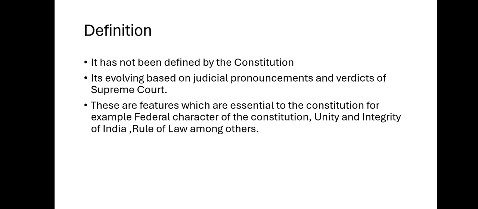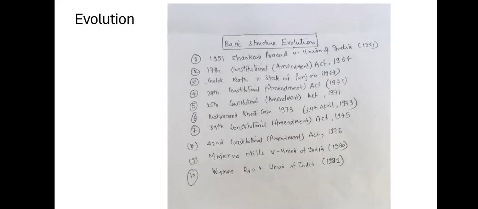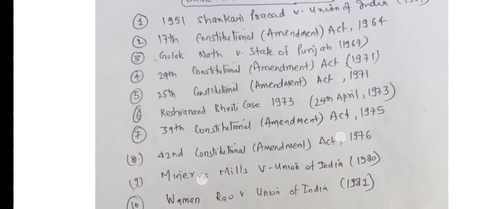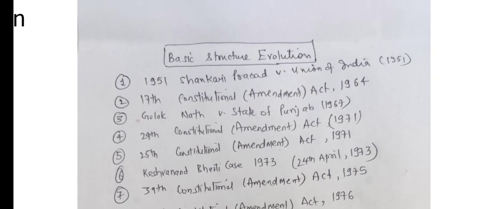Coming forward, let's move forward. So this is the chronology of our basic structure evolution. The first constitutional amendment was brought by the then Congress government. It included the insertion of Article 31B and a schedule, that is the Ninth Schedule, such that several acts kept in the Ninth Schedule were beyond judicial scrutiny. They cannot be challenged in a court of law. It was provided in the Constitution. That was done using the First Constitutional Amendment Act.